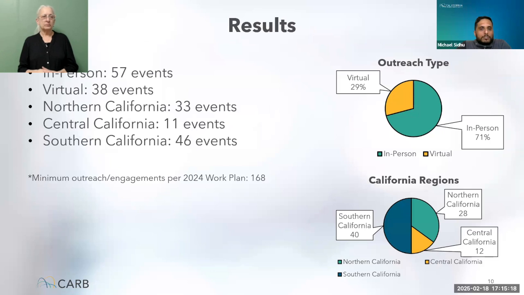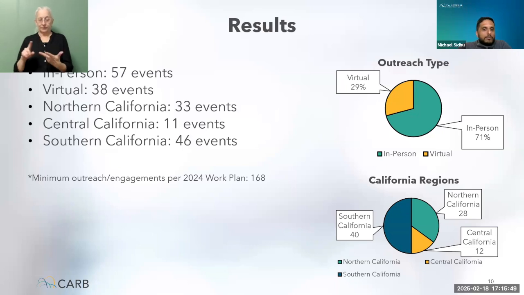In terms of results or impacts, shown on the screen are from the first year of the CT Rocks program. A minimum of 4 event engagements per ROC per year was established for an estimated minimum benchmark of 168 engagements. In terms of specific outreach, 57 of our total events attended were in person. 38 of our total events attended were virtual.